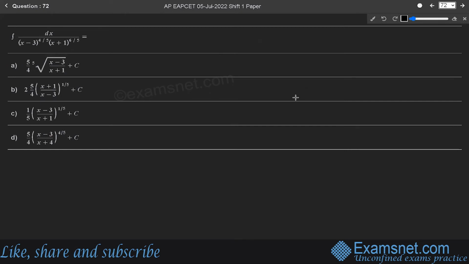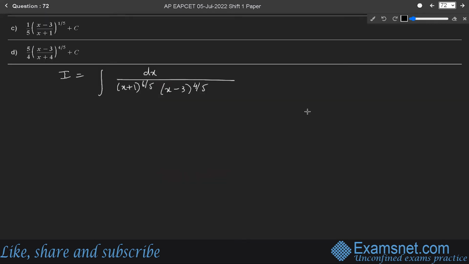Next question is also from the integral. So let I is equal to integral of dx upon (x plus 1) power 6 by 5 into (x minus 3) power 4 by 5. Now multiplying and dividing by (x minus 3) power 6 by 5, when we multiply it, it will be (x minus 3) power 6 by 5, and when we divide, it will be (x minus 3) power 6 by 5.